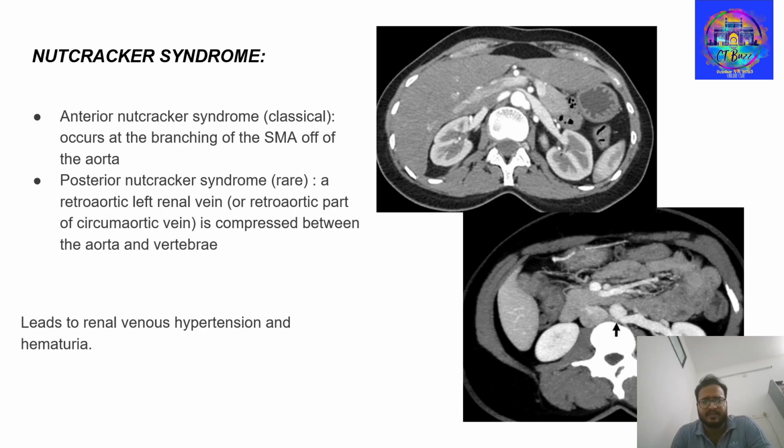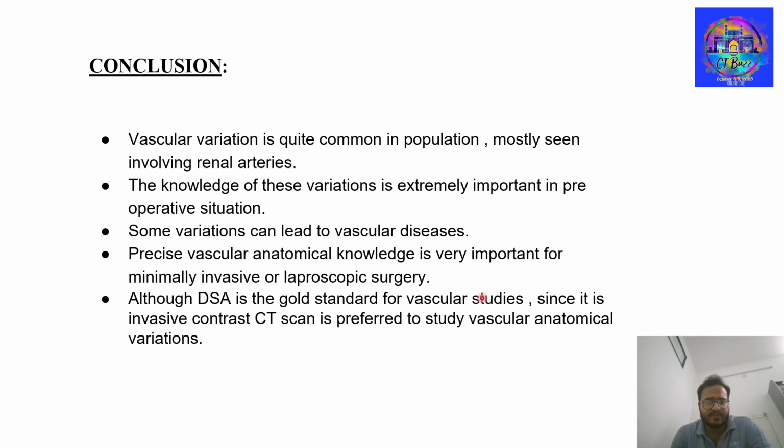The conclusion of my study is that vascular variation is quite common in the population. It is mostly seen involving renal arteries followed by hepatic arteries. Knowledge of these variations is extremely important in preoperative situations to decide how to proceed in the OT. Some variations can lead to vascular diseases, and precise vascular anatomical knowledge is very important for minimally invasive or laparoscopic surgeries. Although digital subtraction angiography, DSA, is the gold standard for vascular anatomical studies, since it is invasive, contrast CT is preferred to study vascular anatomical variation. These are all my references.